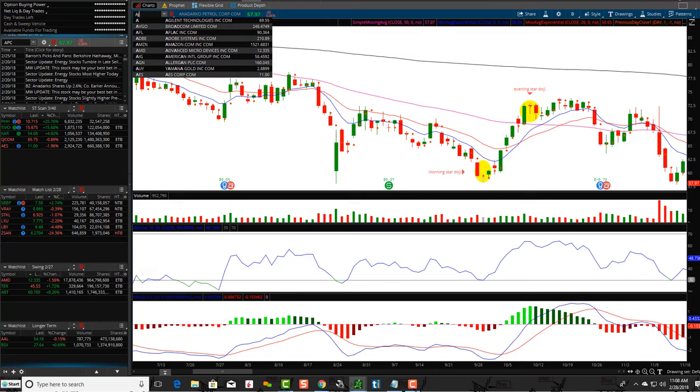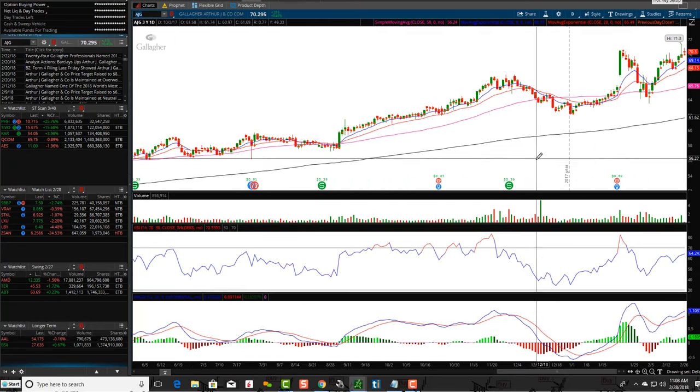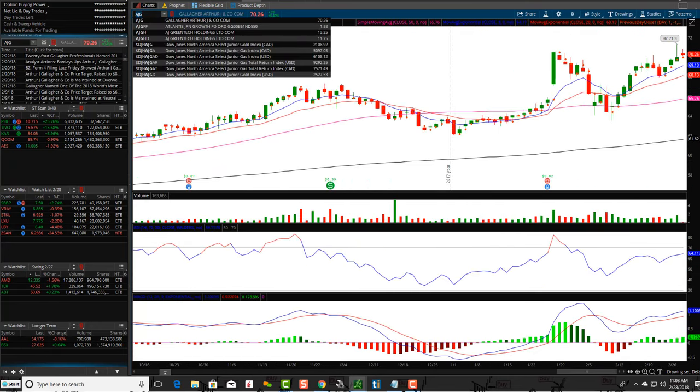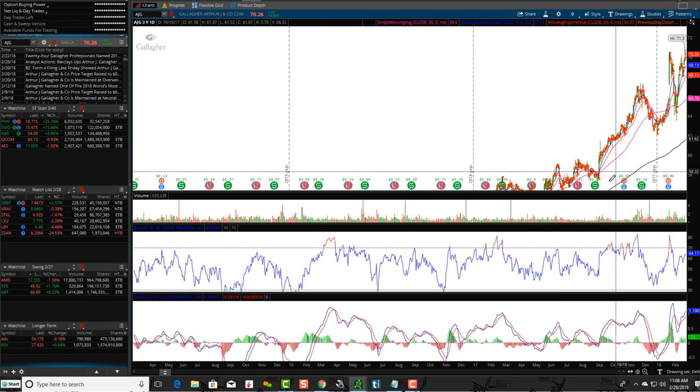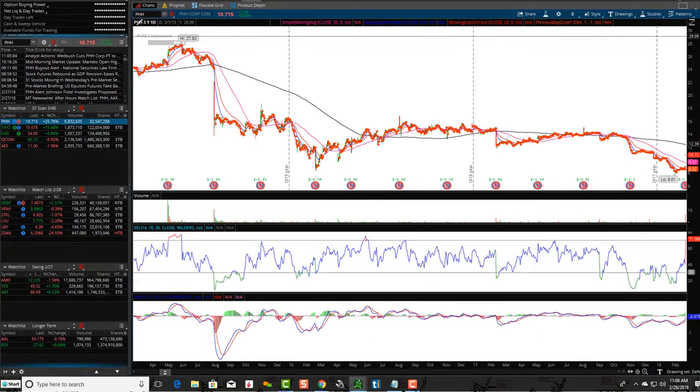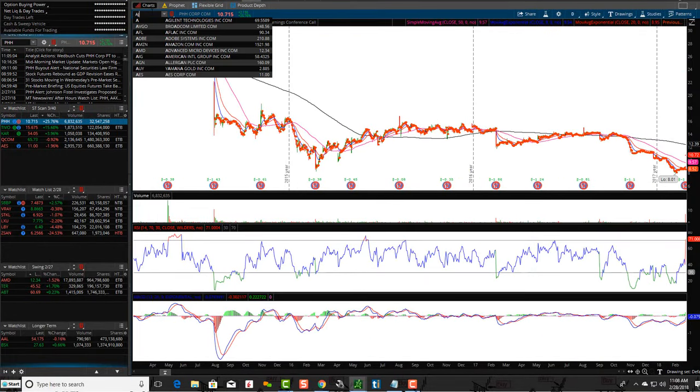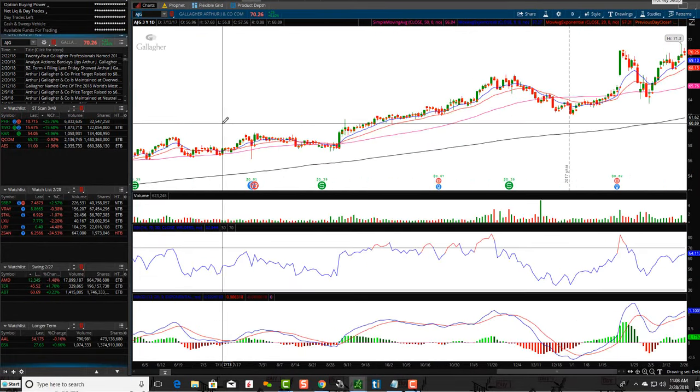AJG. Let's go back over here. Oops, what happened here? Let me just do this. Sometimes when you zoom in, the charts get all funky.